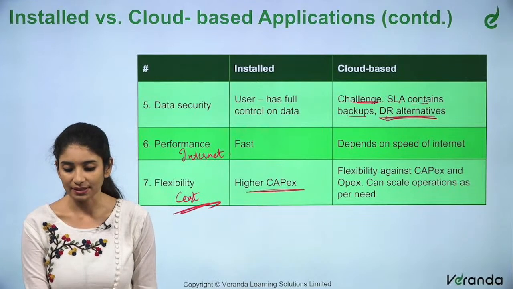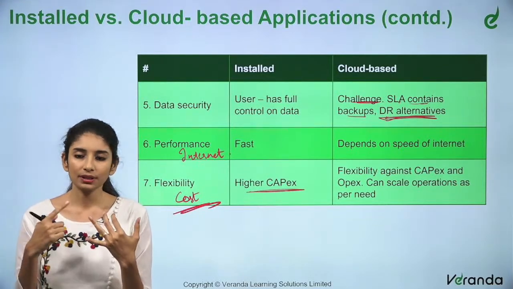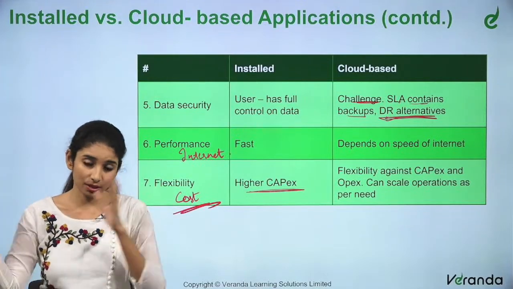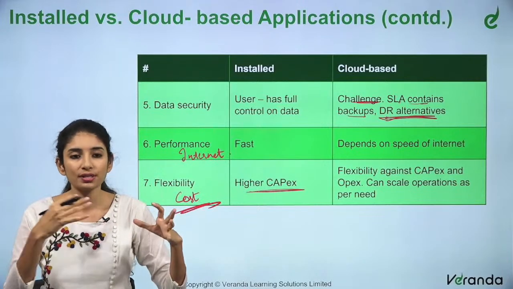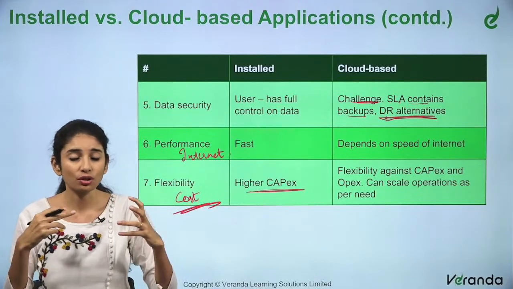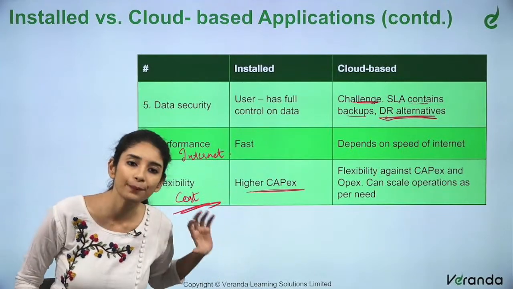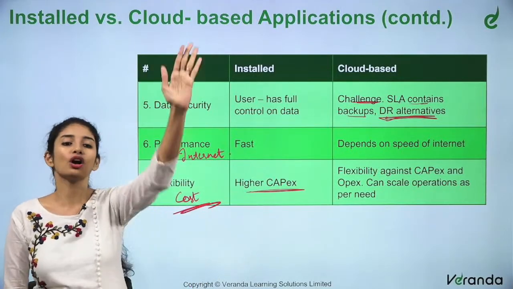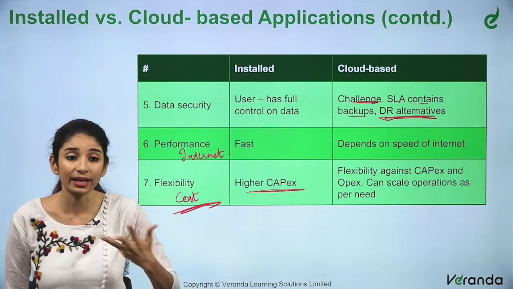Now, higher capex. For me to put an installed software, I need a personal computer, I need a server, I need a hard disk, I need so many computers, I need so many subscriptions or so many installation instances for all my employees. So, under an installed software, the capex or the capital expenditure is higher.